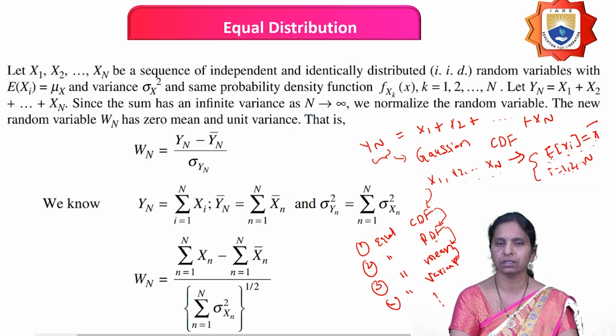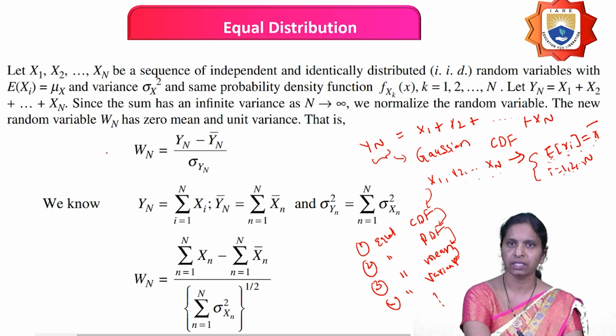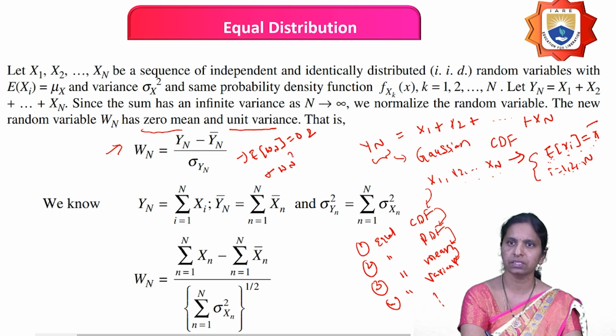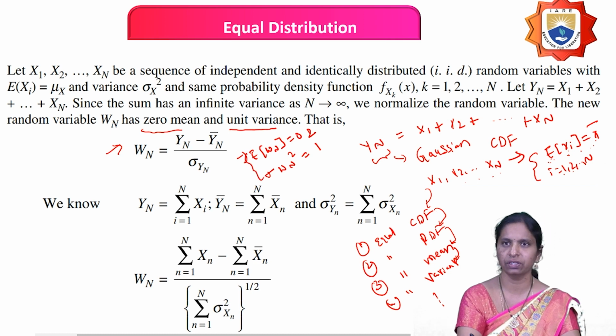In order to derive this central limit theorem for the case of equal distribution, we consider a random variable wn such that this random variable wn has zero mean and unit variance. What does it mean? The mean of the random variable wn equals 0 and the variance of this random variable equals 1. So, in order to derive this, we are considering a random variable such that the mean is 0 and the variance is 1.